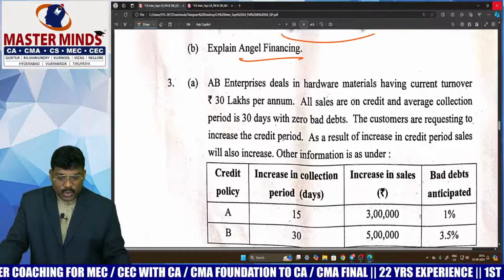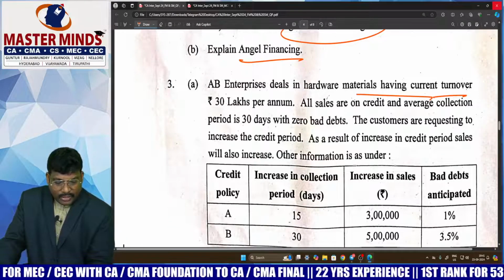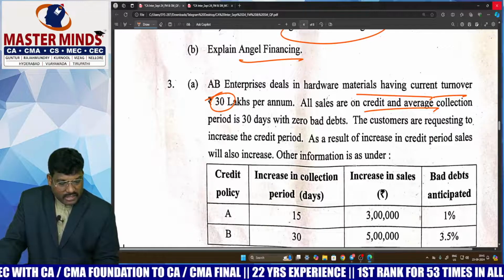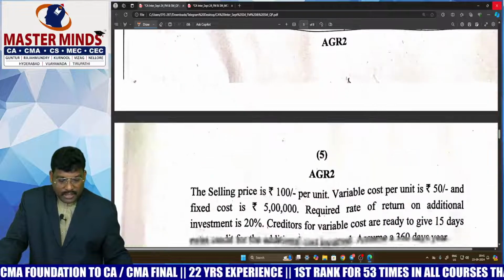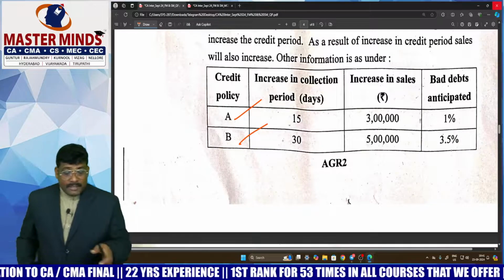Next, coming to this, AB Enterprise deals in hardware material, current turnover 30 lakhs. Here all sales are on credit basis. The customers require credit policies, policy A, policy B. Do you remember? A similar problem is covered in our material.